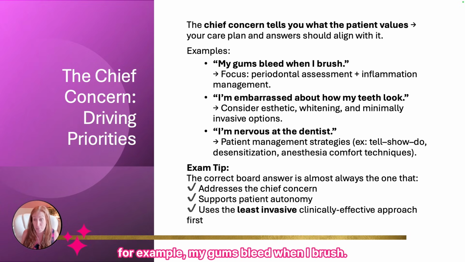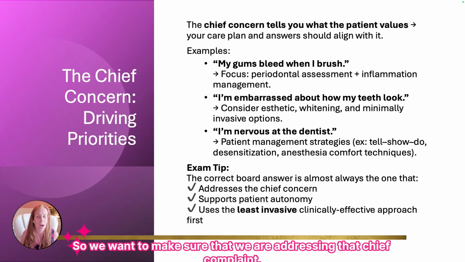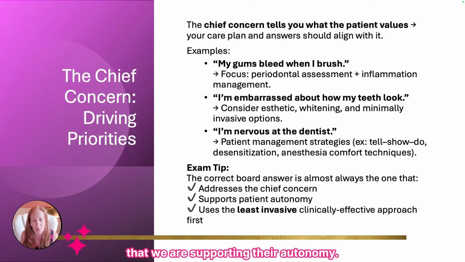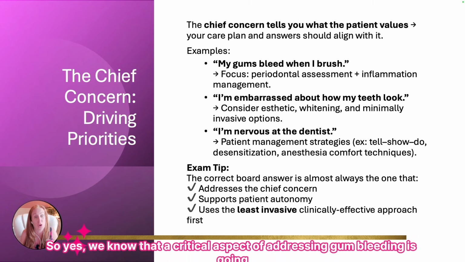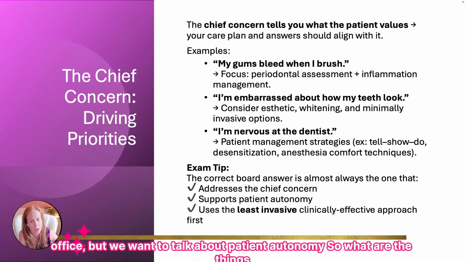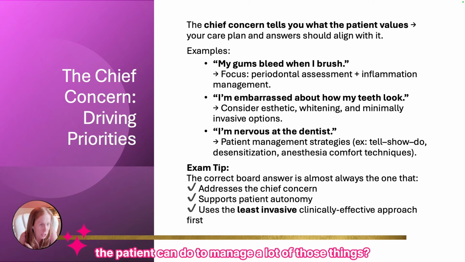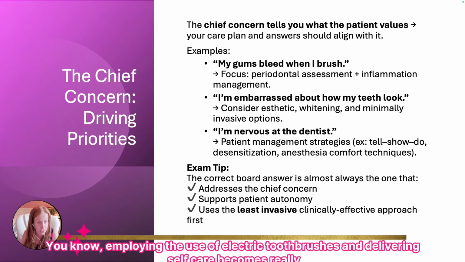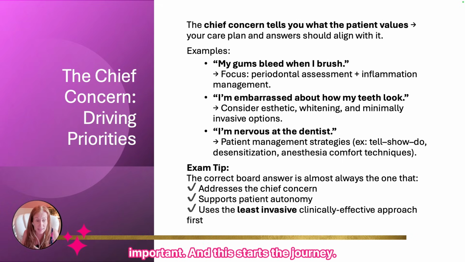So again, for example, my gums bleed when I brush. So we want to make sure that we are addressing that chief complaint, that we are supporting their autonomy. So yes, we know that a critical aspect of addressing gum bleeding is going to be probably doing scaling and root planing or some kind of procedure in office. But we want to talk about patient autonomy. So what are the things the patient can do to manage a lot of those things? Employing the use of electric toothbrushes and delivering self-care becomes really important. And this starts the journey.